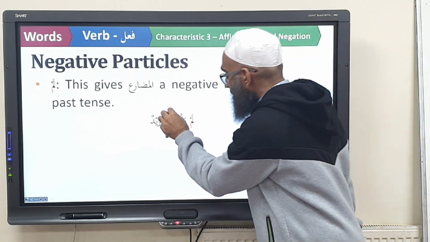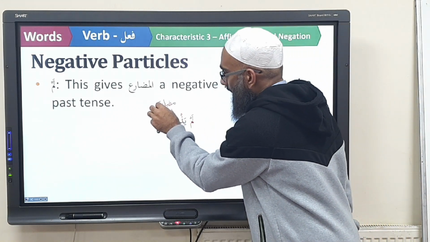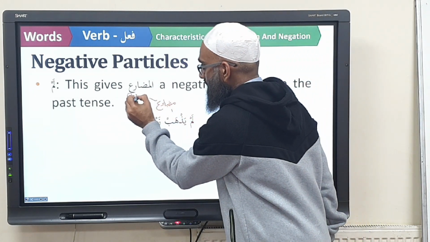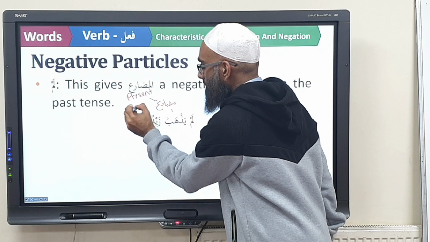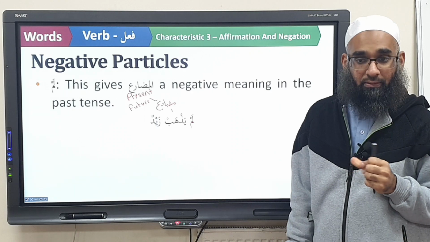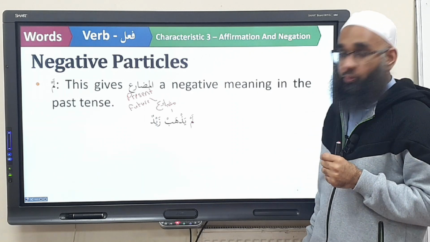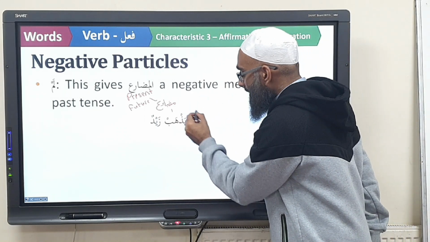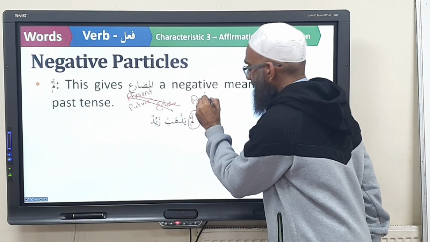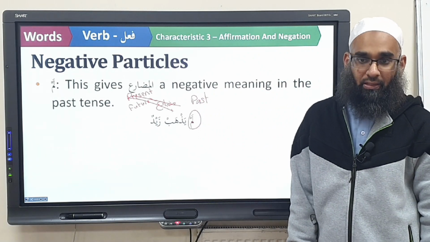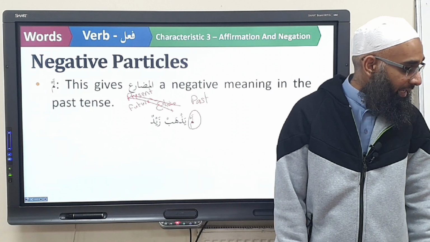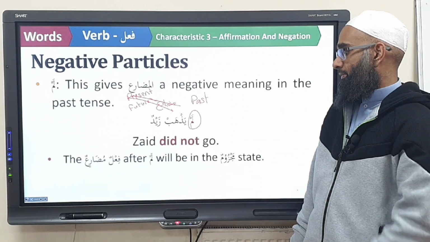So even though this is mudhari, isn't it? And what should mudhari show? Mudhari should be present or future. Correct? Yes? Present or future. But when lam comes, it becomes what? Past. Do you understand? It becomes past. So lam yadhhab means what? Zayd did not go in the past.